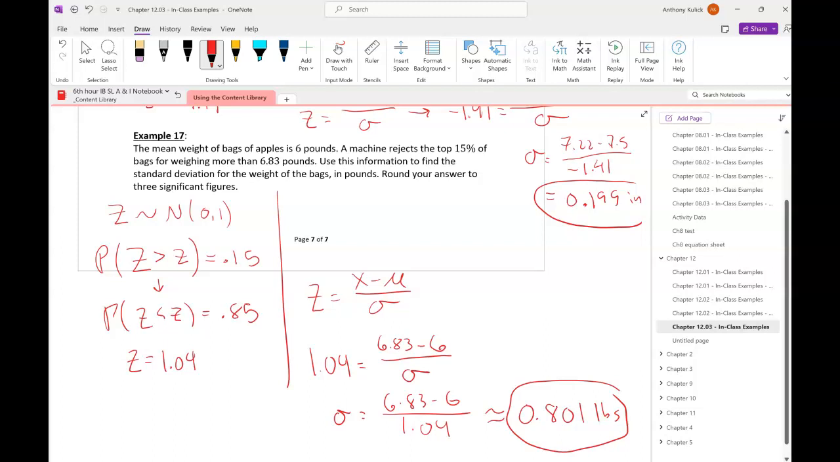Mr. Cole, does the total... Yes. Standard normal, the mean is 0 and the standard deviation is 1.